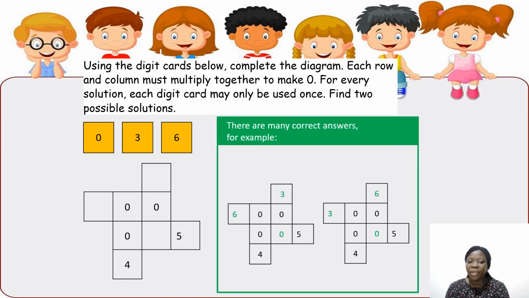Here we go. So 6 multiplied by 0 is 0. 3 multiplied by 0 is 0. 3 multiplied by 0 is 0. 6 multiplied by 0 is 0. I hope this is clear, everyone. So you're going to have different representations and you have to choose which one to do.